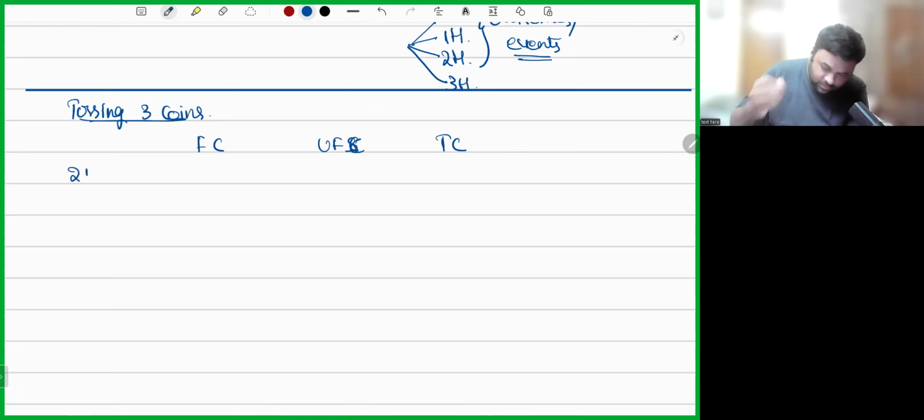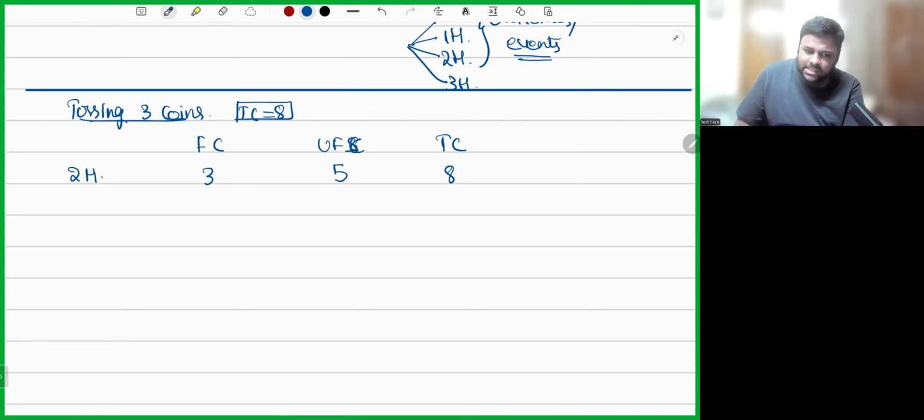2 heads. What are the favorable cases for 2 heads? Total cases are 8, right? In 3 cases, you will get 2 heads. 5 are unfavorable cases. Total cases are 8. What about 3 heads? 1 is a favorable case. 7 are unfavorable cases. Total cases are 8.